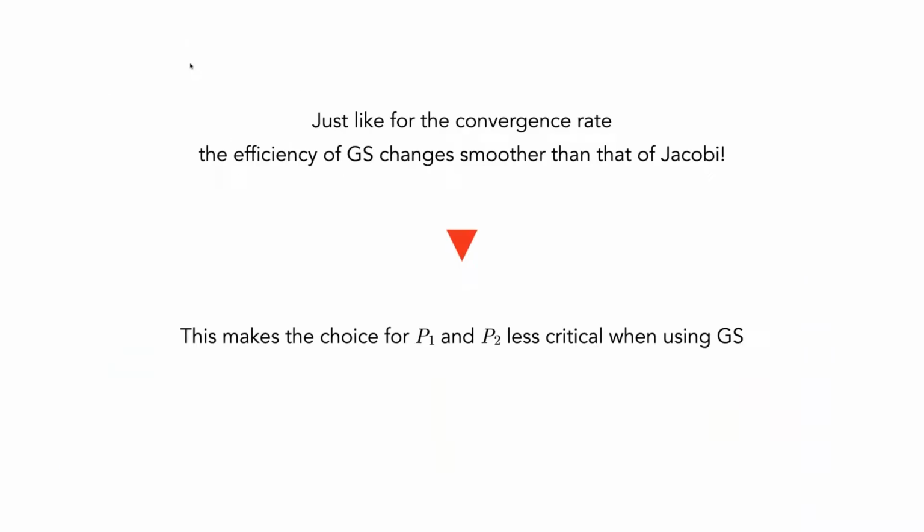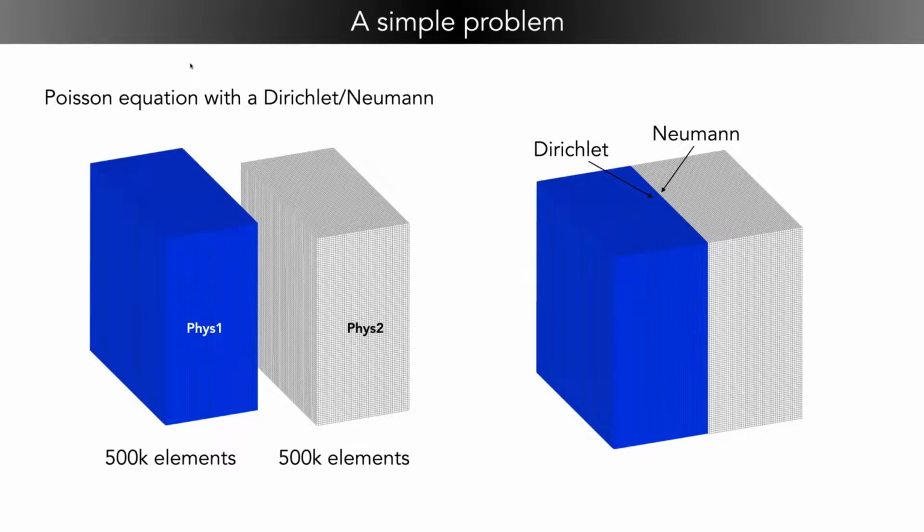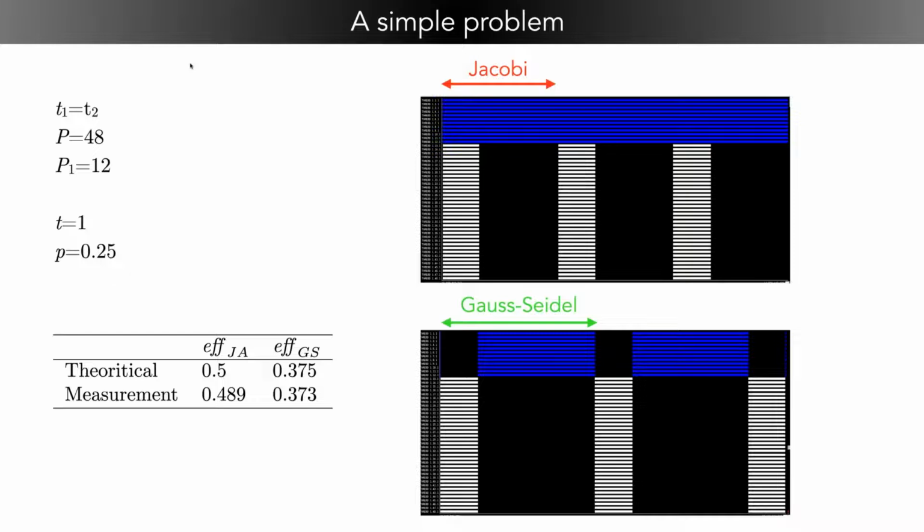So this is another very interesting property. For the Gauss-Seidel, the choice of P1 and P2, how you distribute your physics in your machine, is less critical than for Jacobi. We will do some very simple tests. This is just the temperature equation, using Dirichlet-Neumann at the algebraic level, with 500,000 elements for each of the physics. What I wanted to test is whether the formula is okay. This is a trace for Jacobi and a trace for Gauss-Seidel. I missed the number of CPUs to distribute on purpose, and you can see that the theoretical values are very near to the measurements we made on this trace. So the formulas are okay.